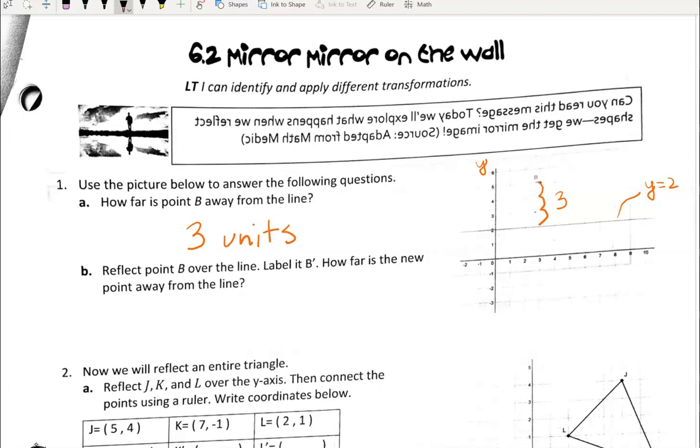away from the line. Now, if we want to reflect it over that line y equals 2, we have to move it the exact same number below or on the other side of the line. So we're going to go 1, 2, 3. Reflect point B over the line, label it B prime. So right over here, B prime. How far is the new point away from the line? Again, 3 units. However far it is on one side of the line, it has to be that far on the other side.